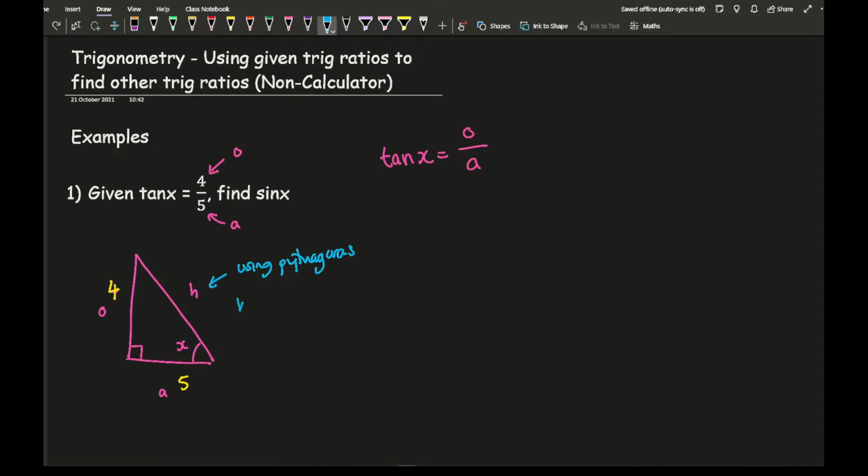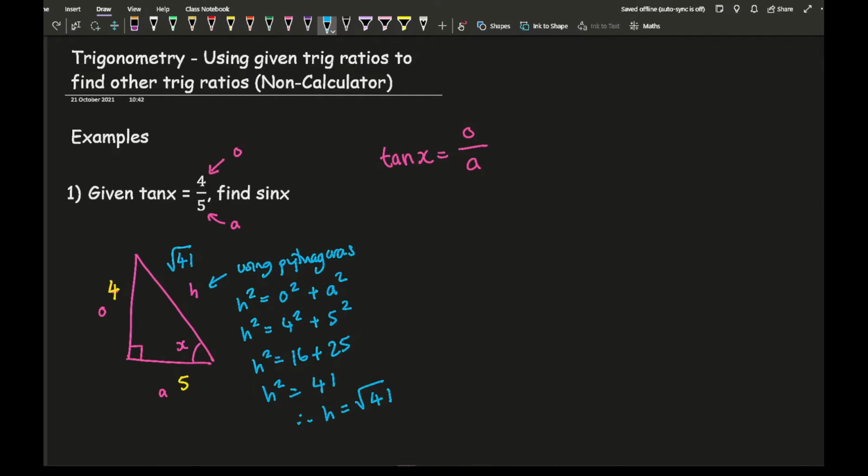I can see that h squared is going to be equal to o squared plus a squared. Now if I just replace the numbers from that, what I'm going to end up with is h squared equals 4 squared plus 5 squared. So h squared is going to equal 16 plus 25, and that's going to be 41. So therefore h is going to equal the square root of 41. What I can then do is write this as root 41.